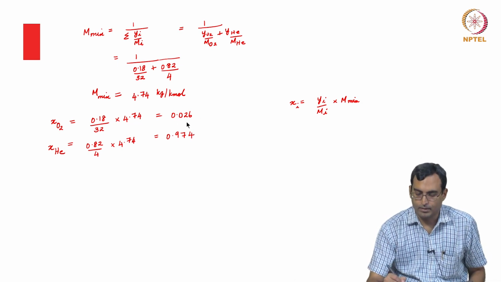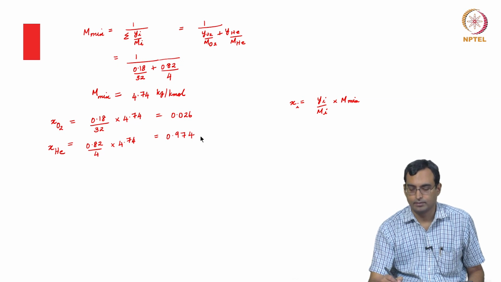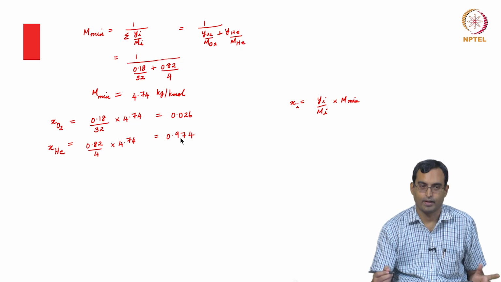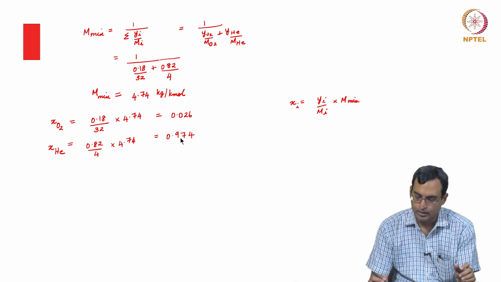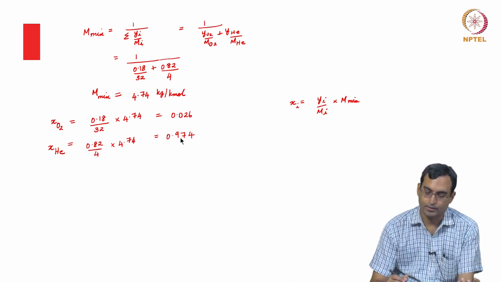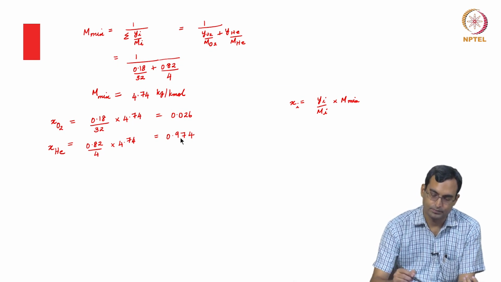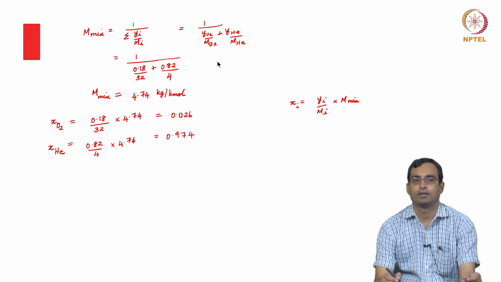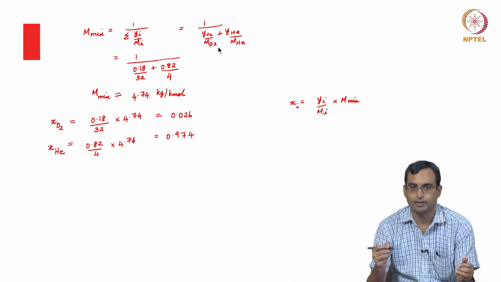So if we sum up these two, they should also sum up to 1. So, instead of finding out this, we could have also taken 1 minus this for the other value. So, what we see is that when you look at mass fractions, there is about 18% of oxygen and about 82% of helium in terms of mass.